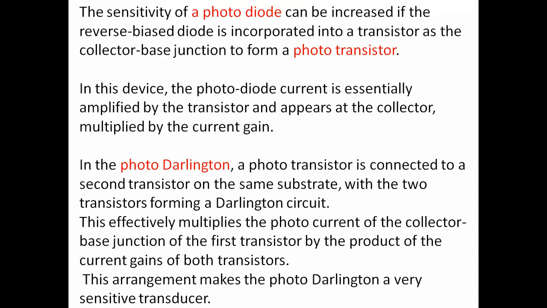And this photodiode can be converted into a phototransistor by connecting a base junction. Here, the transistor's collector base junction is added to form a phototransistor. So a photodiode will be converted into a phototransistor by adding a collector base junction. All of you know that a transistor has PNP, emitter, base, collector. Similarly, if you add a collector base junction to the photodiode, it will form a phototransistor.